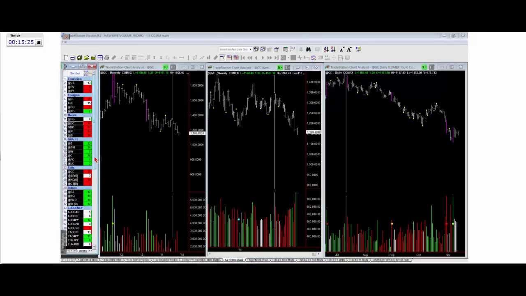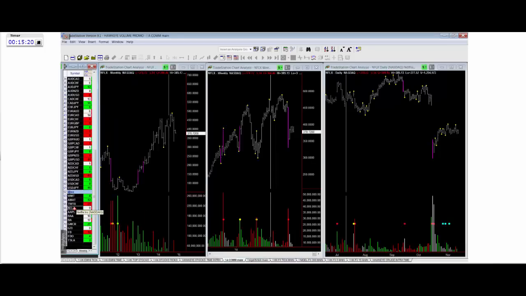Okay. Well, I'm really going to show you something that I'm very, very proud of. This is Netflix, and this will show you the power of the Hawkeye algorithm. Netflix had a cracking gap down here on the daily. The reason being that some of the cable stations said that they were going to do some technology that competed with Netflix. So what happened? Big gap down.